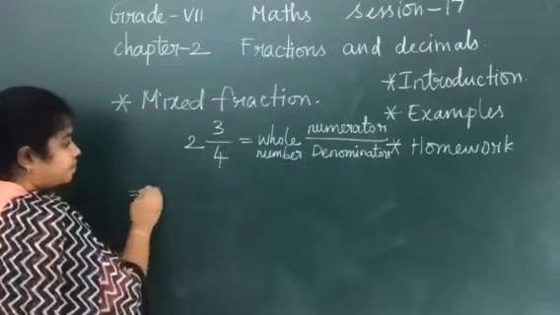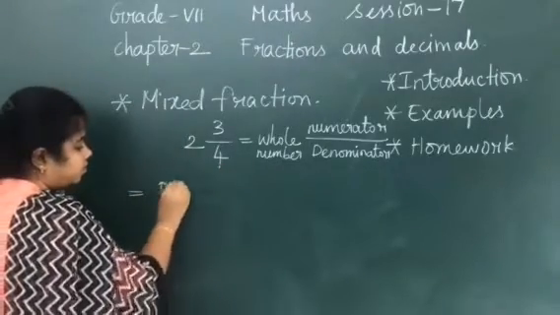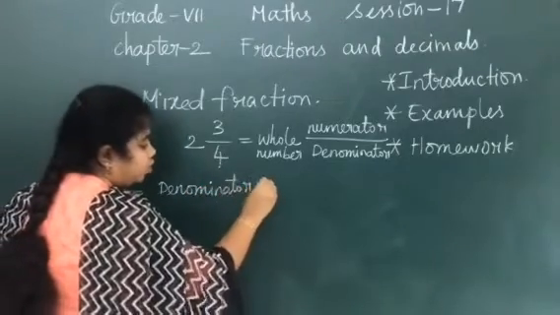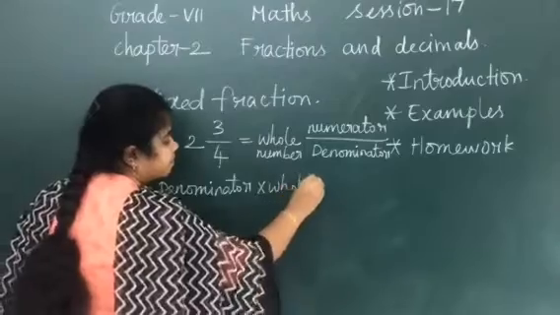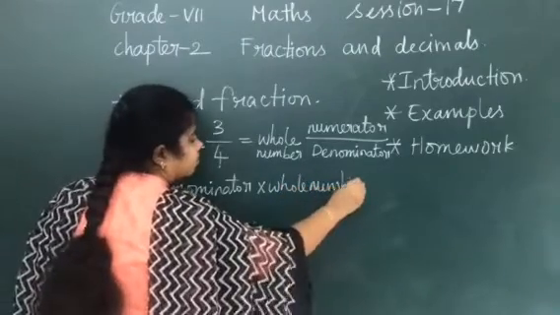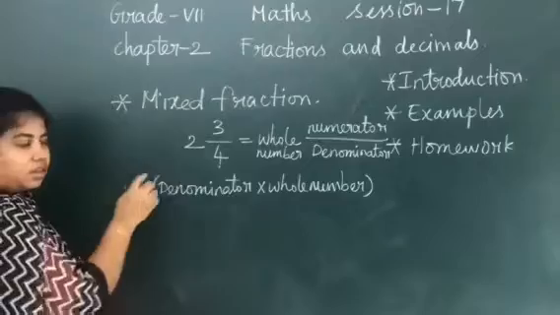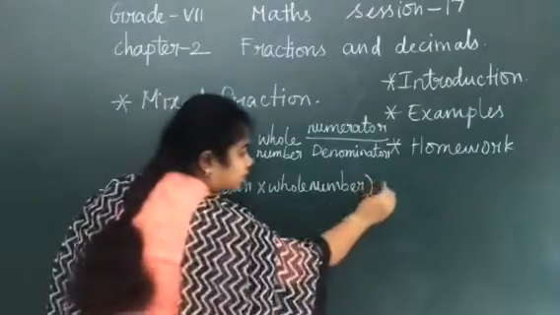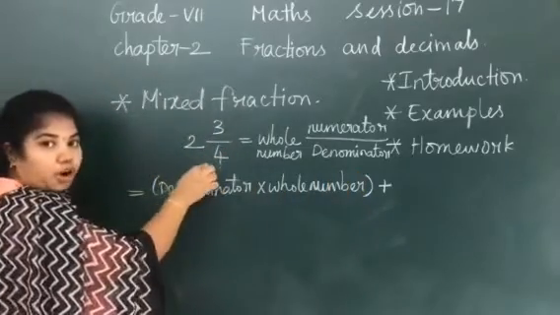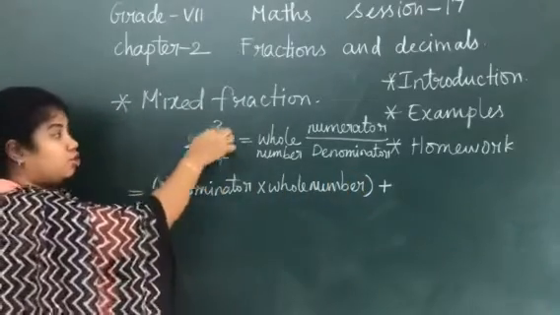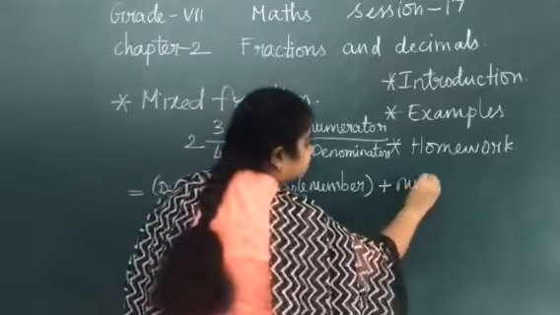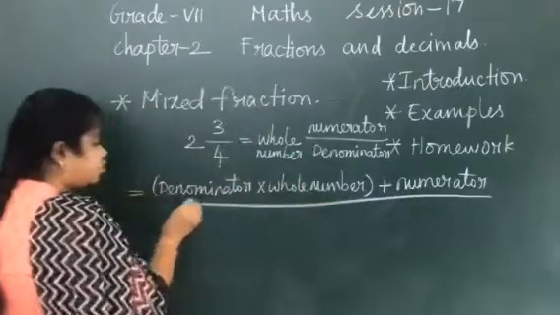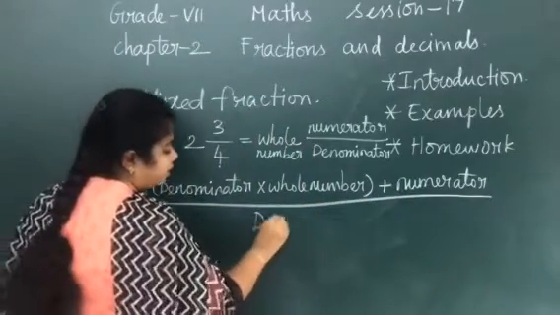Now I will let you listen. Denominator into whole number, in brackets. These two numbers, denominator into whole number, and the product of these two numbers is added to the numerator, plus numerator. This everything should be divided by the denominator.